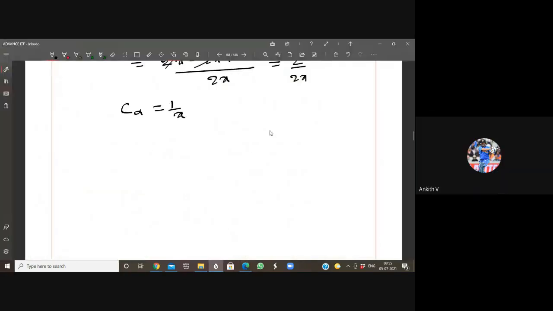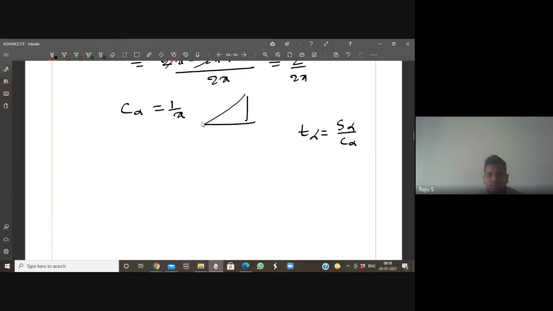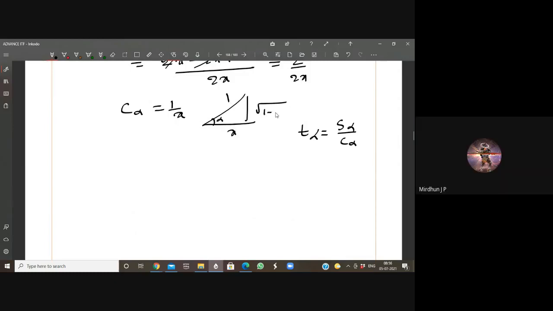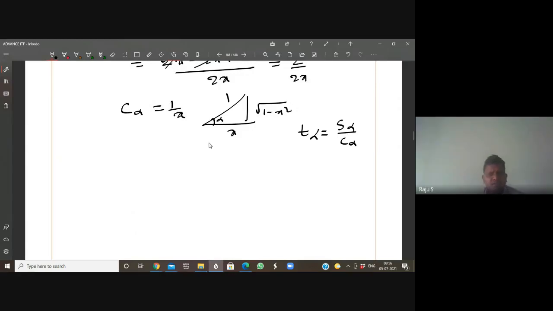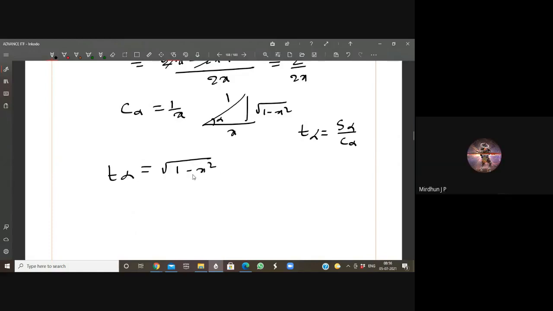They're asking for tan alpha, so sin alpha we can find, sir. We can use cos square alpha plus sin square alpha equals 1, or a triangle. Whenever it is alpha, this is adjacent and this is hypotenuse. We can use the identity also, that's your wish. So finally, tan alpha is opposite by adjacent: root over 1 minus x square by x.